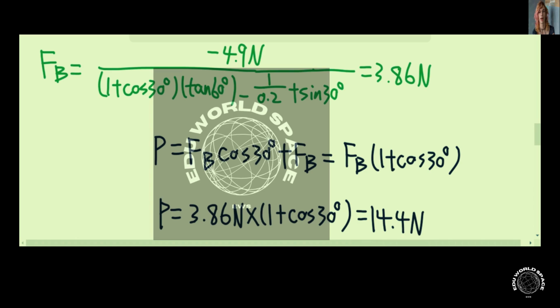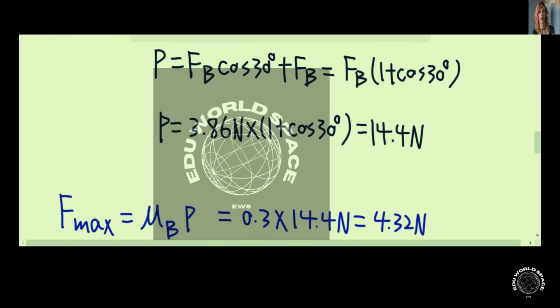Now we need to prove that the ring is slipping at point A. In order to prove that, we need to compare the maximum friction at point B and the friction we have so far. The maximum friction at point B is equal to mu B times P, which is 0.3 times 14.4 Newton, equal to 4.32 Newton.